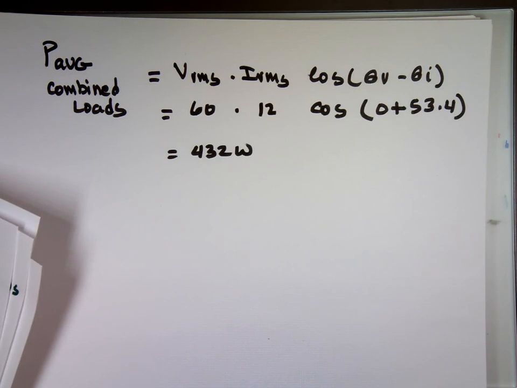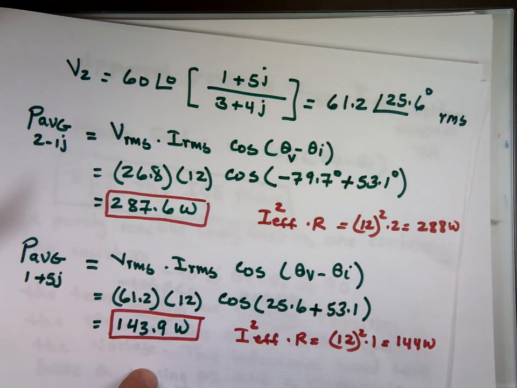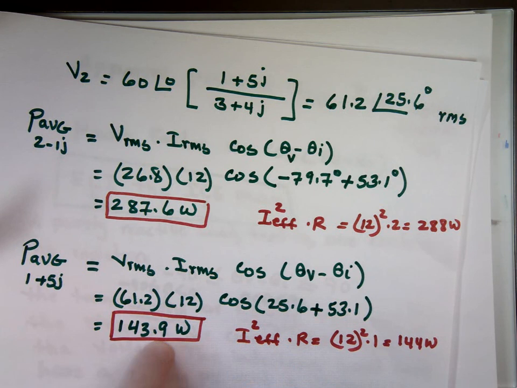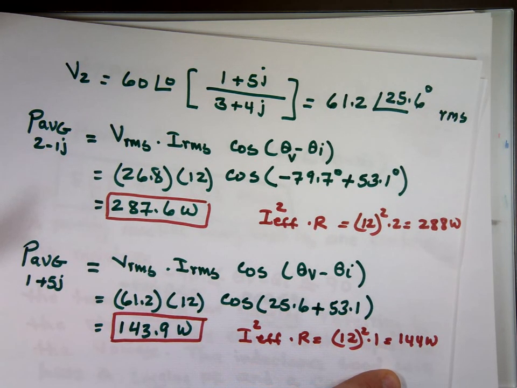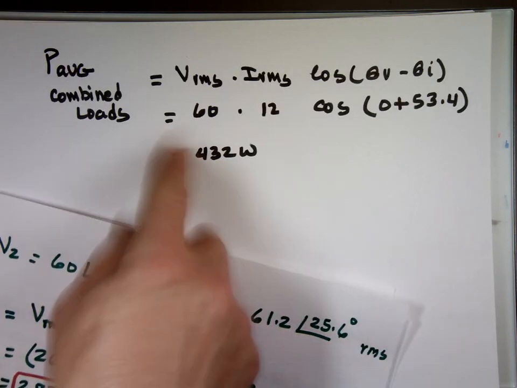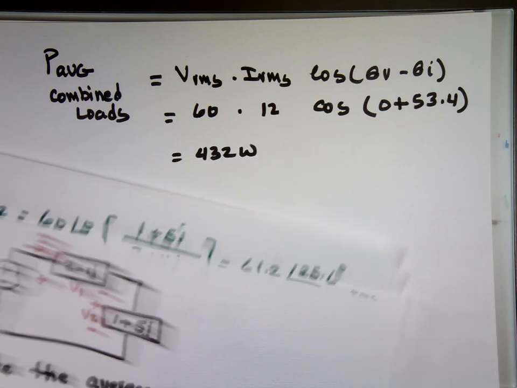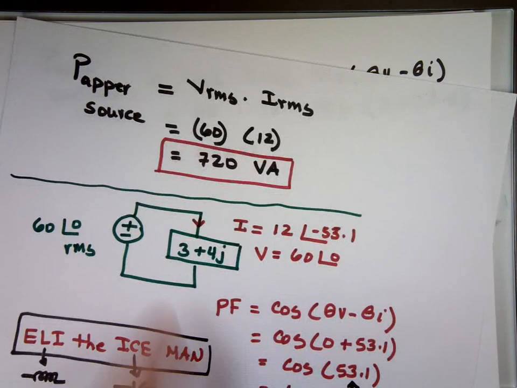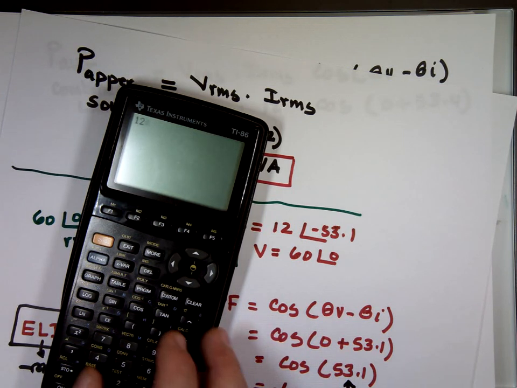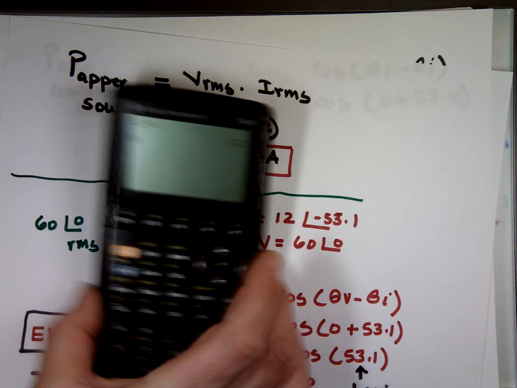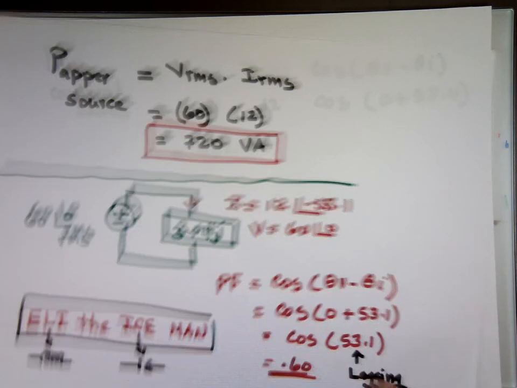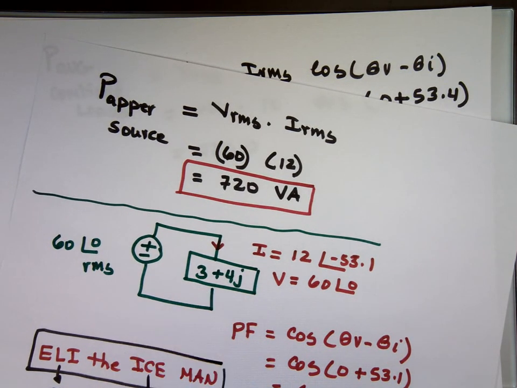By the way, you could also use 12 squared times 3, or take the average power from the first one plus the average power from the second one. We already calculated them individually, right? We know this is 288, this is 144. What's 288 plus 144? It better be the same answer. I could have gone I squared times R. And what's R for the combined? 3. The current's 12. 12 squared times 3 is 432. Anyway, you can take the two average powers from before and add them, combine the circuit and find this, or use I squared times R. All of them will give you the same result.